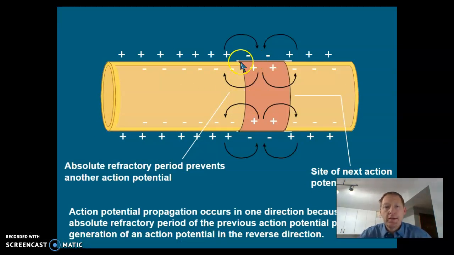Now, the question is, why doesn't it actually go backwards? And the reason is because once those sodium gates have opened up, they have what's called a refractory period. A refractory period is simply the time in which it is unable to fire again. It can't open up the gates. So these sodium gates in this location are simply unable to open up because they've just opened up, which means that the direction of this has to continue from left to right and it cannot go backwards.